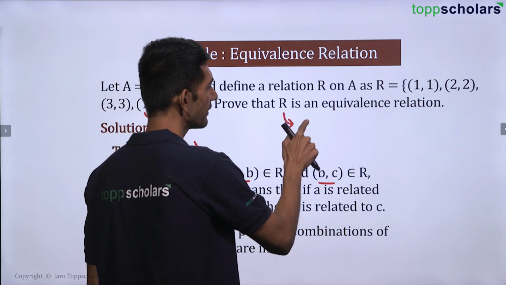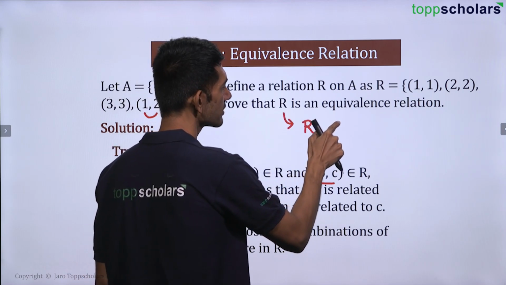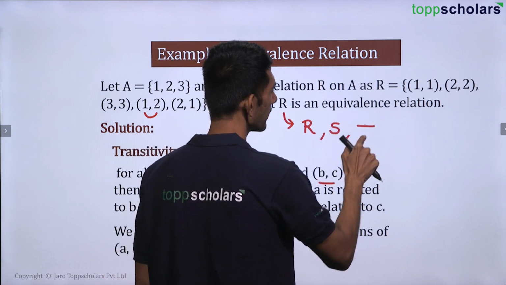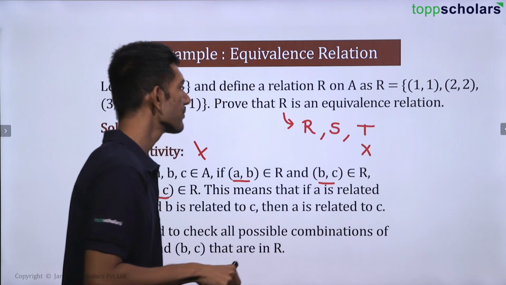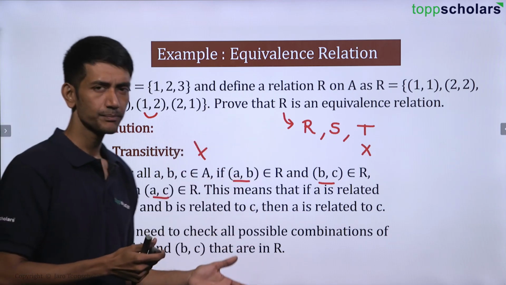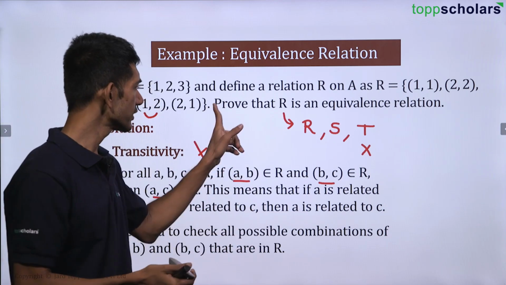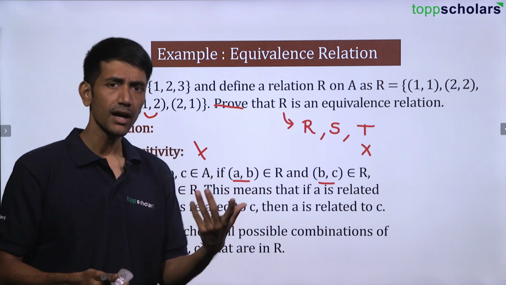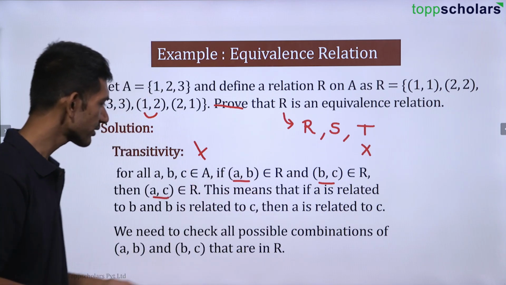R is definitely reflexive, R is definitely symmetric, but R is non-transitive. So the statement could have been different. Instead of prove that, we can say check whether R is an equivalence relation. I hope this is clear.